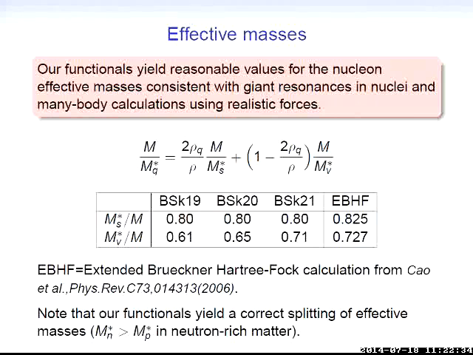But is there an experimental test for M star S? Well, the experimental tests are giant dipole resonances, but the systematics are large, and it's difficult to pinpoint exactly the value of this effective mass. So that's why we relied on these calculations. We are happy. Bulk matter, yes, homogeneous matter.